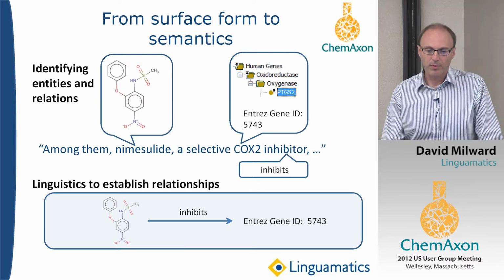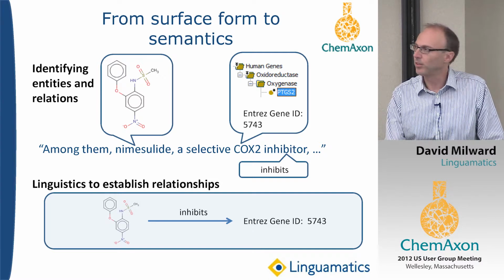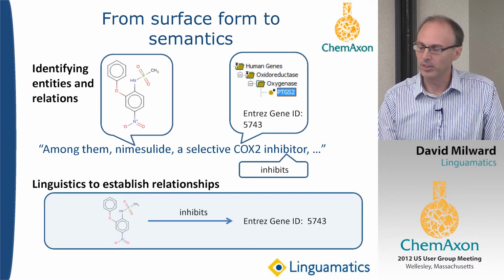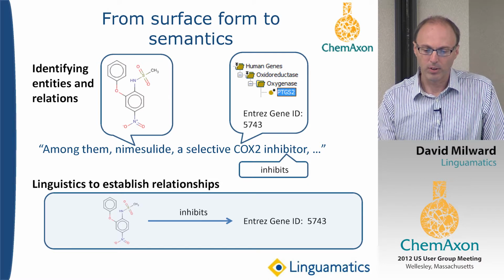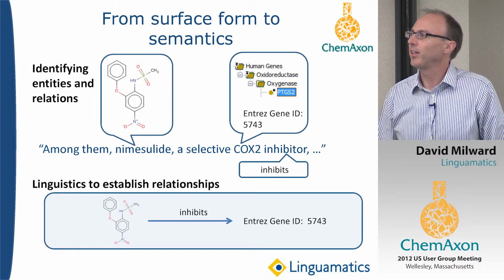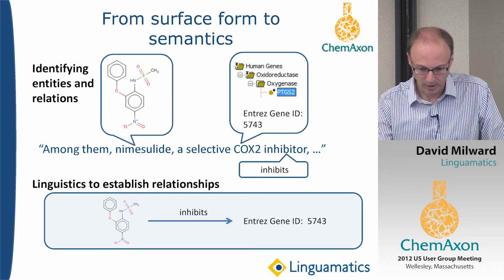So we're also trying to get from the surface form to the semantics. We're identifying the entities and relationships, whether we're finding chemical compounds, genes, or enzymes linked to particular genes. We've got the particular gene IDs we're finding in the ontology. We've got relationships, such as the relationship inhibits.